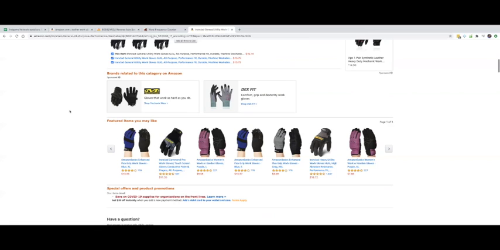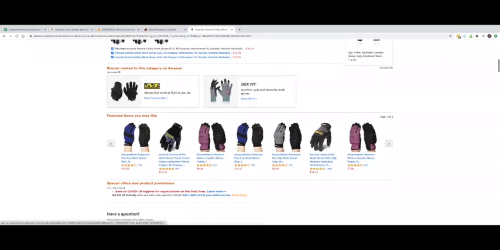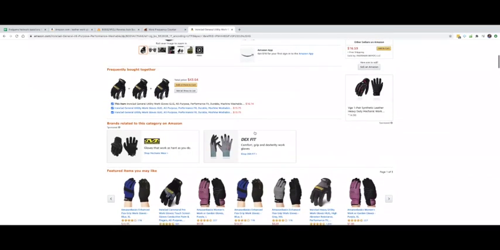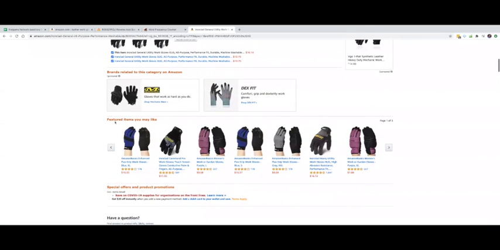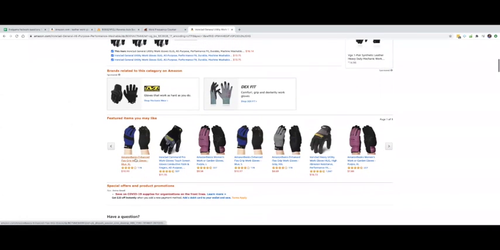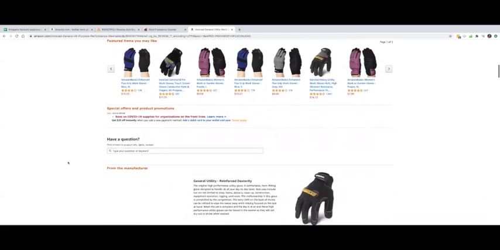Okay, cool, Graham. So continuing on here with the ad placements, there's brand ads that show up just below the frequently bought together. This one, featured items you may like, doesn't show up in all categories. Of course, it depends on whether or not Amazon. So you can see these are Amazon basic brands. I think Ironclad is probably also an Amazon brand too, because featured items is typically Amazon. Not much you can do about that one.